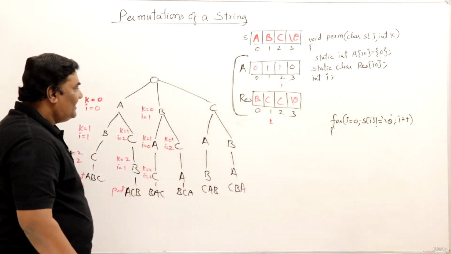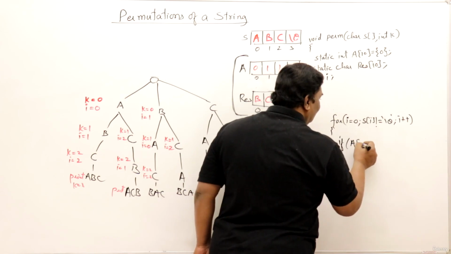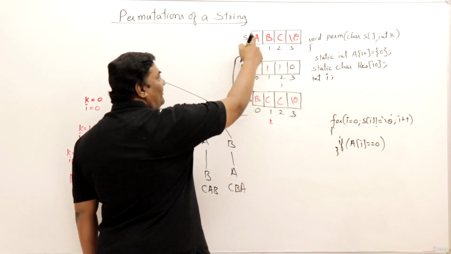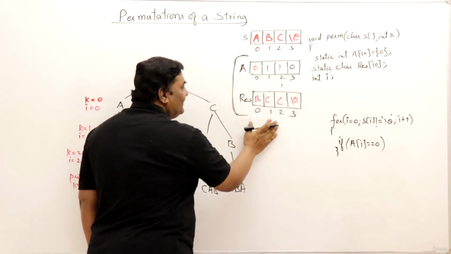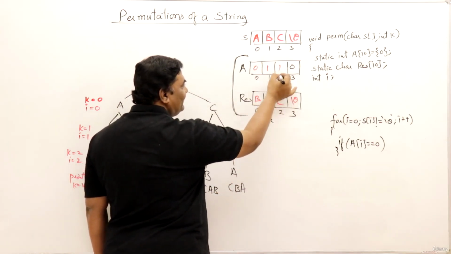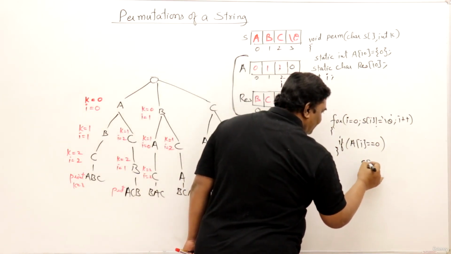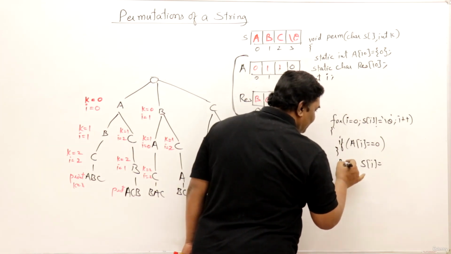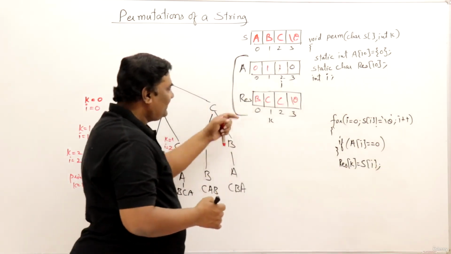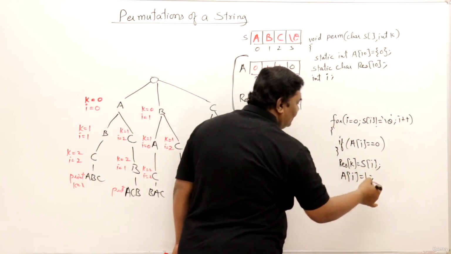Then while scanning, what do we have to do? Every time check whether this alphabet is available or not. So what do I have to check? If A of I is 0, it means the alphabet is available. If it is available, then what do I have to do? Copy the alphabet from S to result, right? From I have to copy wherever K is pointing. Like suppose if I am copying this alphabet, C I have to copy here. So from S of I, copy into result of K. After copying that alphabet, inside A of I, mark it as 1.